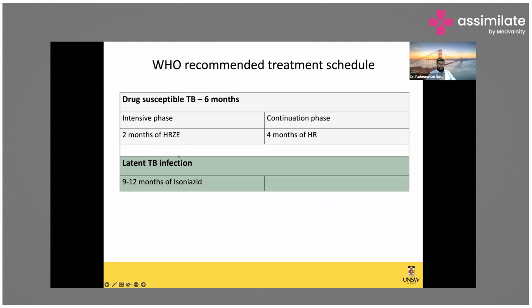So this is the current recommended schedule. And it's very important that we follow this treatment schedule. The reason is simply we want to avoid drug resistance.